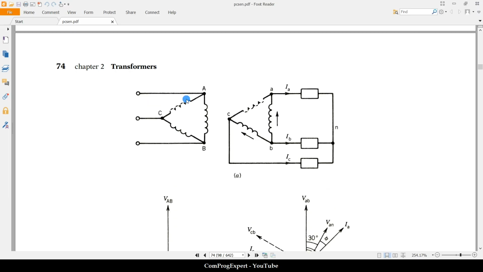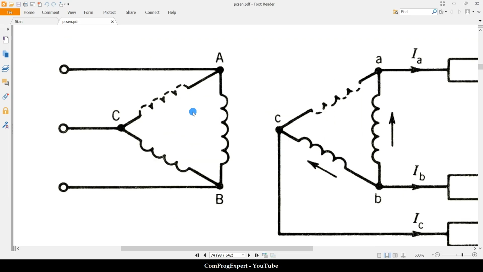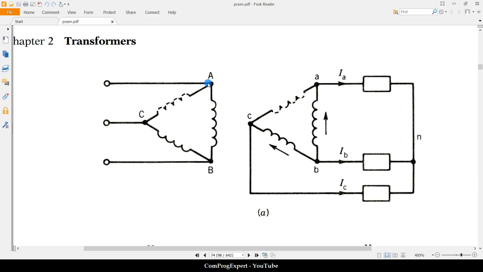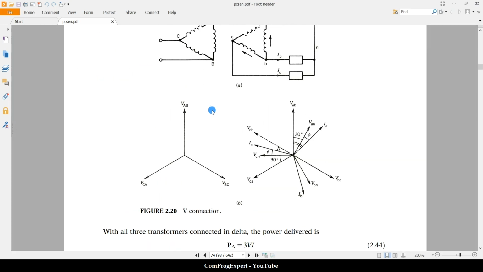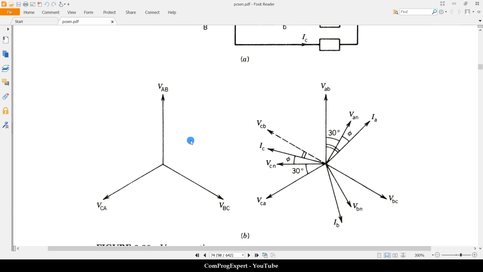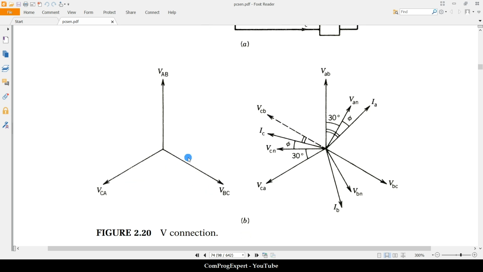Here, in this case, we have this delta connection. We don't have the single phase transformer between the A and C terminals, for the secondary and also for the primary, for both sides. Here is the vector diagram, VAB, VBC, and VCA.